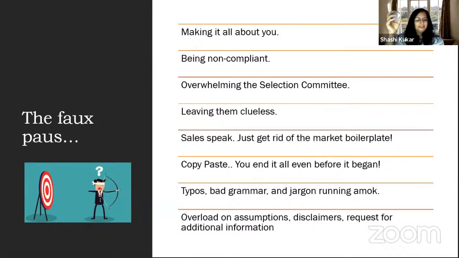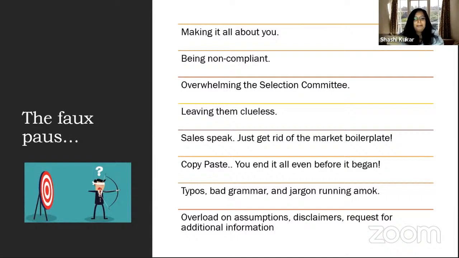Leaving them clueless, for God's sake, while we love to show that, look, do you know that jargon? Do you know that heavy word? Do you know that English as much as I do? But if you make someone feel like an idiot, you're not helping them. And they aren't interested in you. They are just simply going to say, hey, you make me look bad. You make me think you're over smart. I don't want to do business with you, right? It's as simple. They hold the decision.